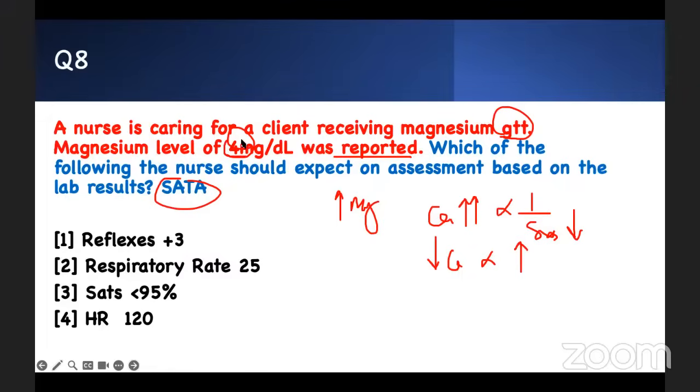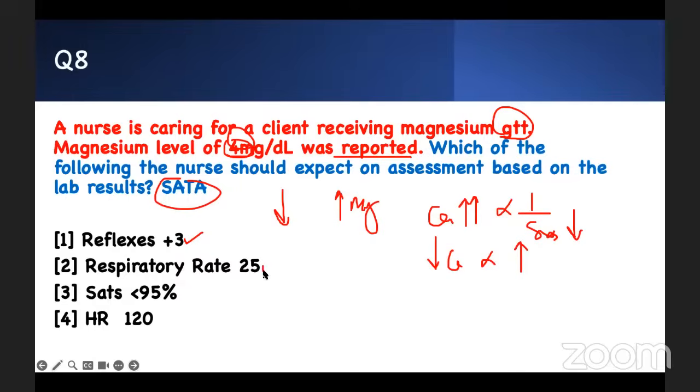So this magnesium is too high. I expect things to be going down. Okay. So if you're getting a magnesium drip, we should be watching for things not to go too far down. If you keep on going down, we are in trouble. Reflex is going up. That's a problem. It's in the negative way. I don't expect that. If you're getting a magnesium drip, that means I'm not giving you too much magnesium. And then with the level of 4, yeah, I don't expect that.